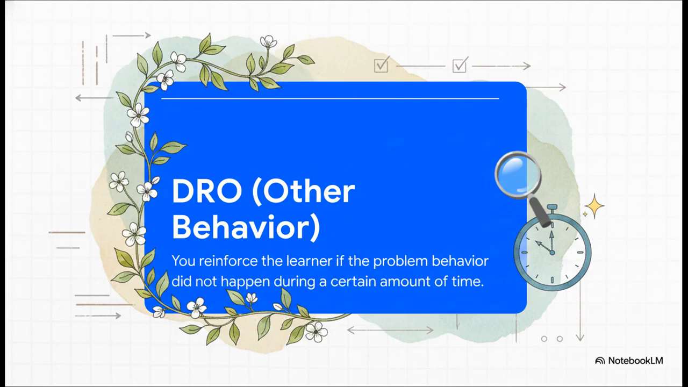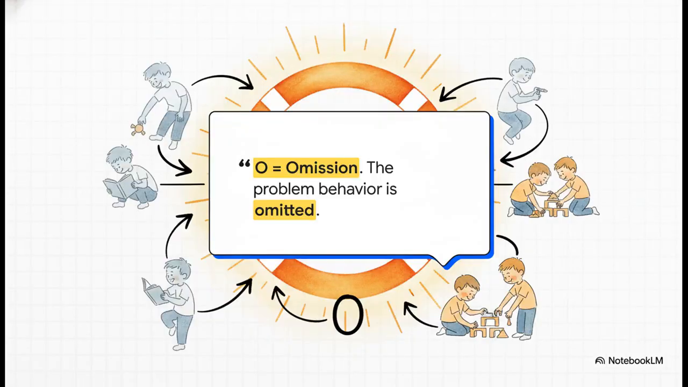Now, this one's a little different. With DRO, you're not teaching a specific skill. You are reinforcing the absence of the problem. You set a timer, and if the problem behavior doesn't happen for that entire chunk of time, then you deliver the reward. And the memory trick for this one is a total game changer. Just think, O is for omission. Reinforcement happens as long as the problem behavior is omitted for that interval of time. O for omission. It's that simple.